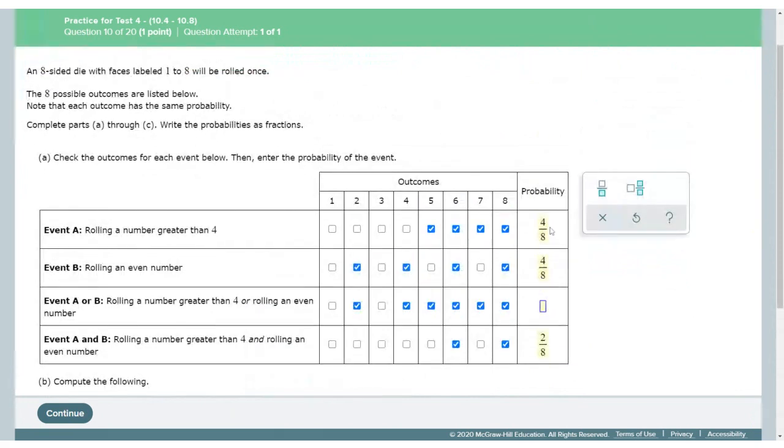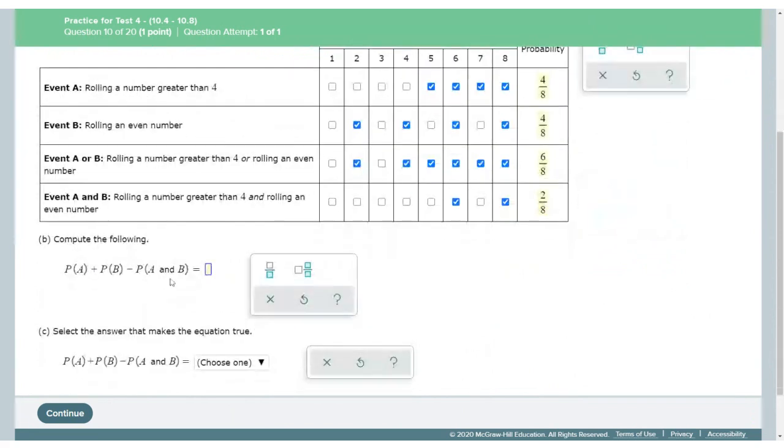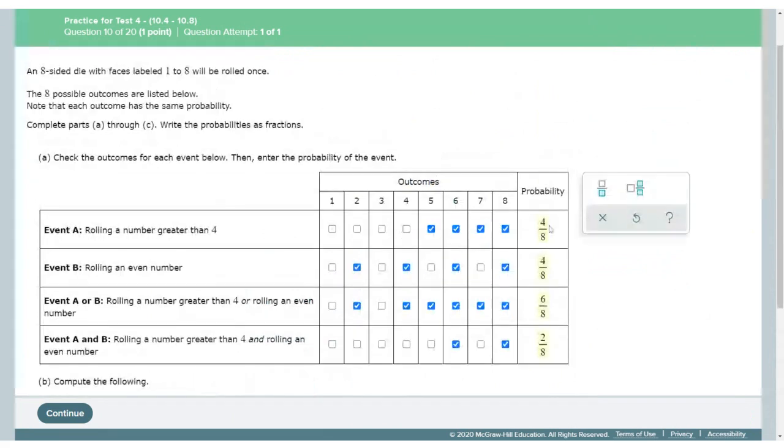So 4/8 plus 4/8 is 8/8 minus 2/8 is 6/8. All right. So that's this formula. That's doing it by the formula, or you can count them. Both work. Now we got to go back and change them to simplify it. It's 1/2. It's just that it works easier to do the math when you got them all the same denominator.